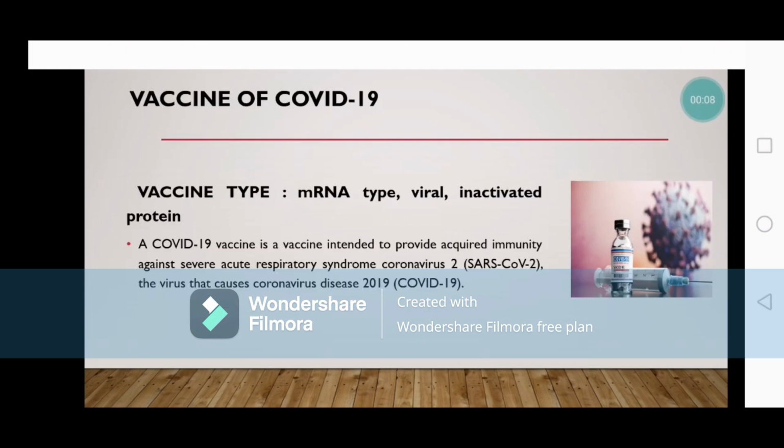Let's talk about the vaccine of COVID-19. The type of COVID-19 vaccine was mRNA type, viral inactivated protein. As I talked about earlier, the process of inactivated protein working, a COVID-19 vaccine is a vaccine intended to provide acquired immunity against severe acute respiratory syndrome coronavirus 2, the virus that causes coronavirus disease 2019.